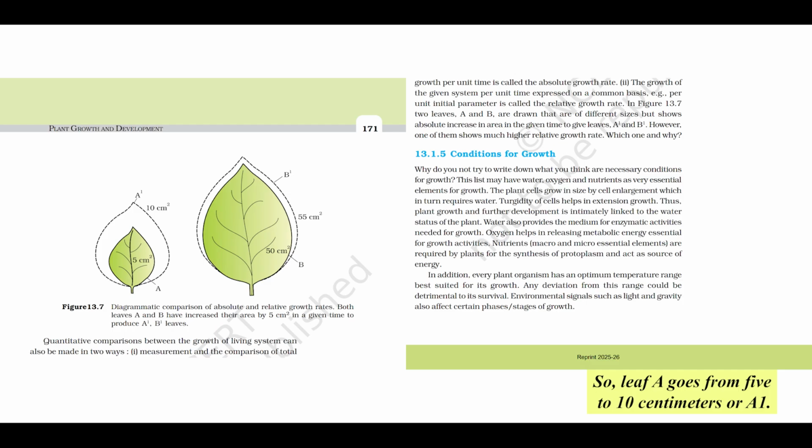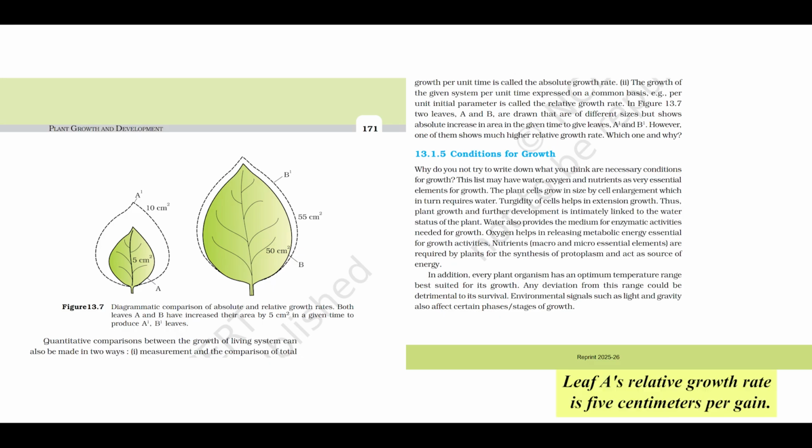Right. So leaf A goes from 5 to 10 centimeters squared. Leaf B goes from 50 to 55 centimeters squared. Now the crucial question, which one had a higher relative growth rate and why? Leaf A doubled its size. Leaf B only increased by 10%, so leaf A.